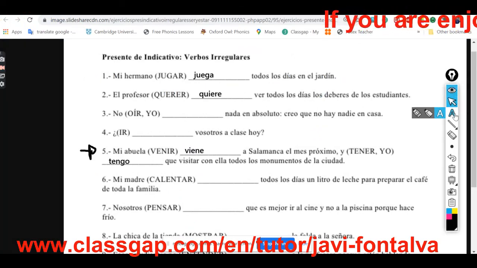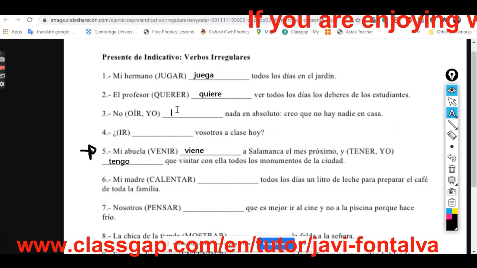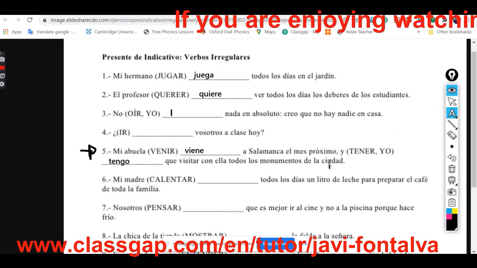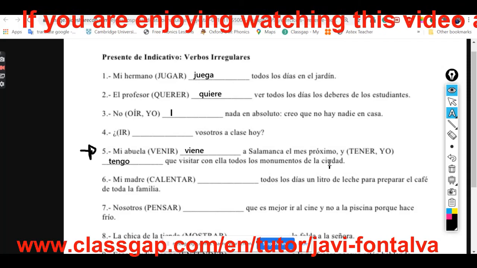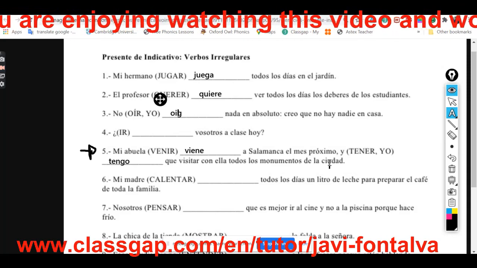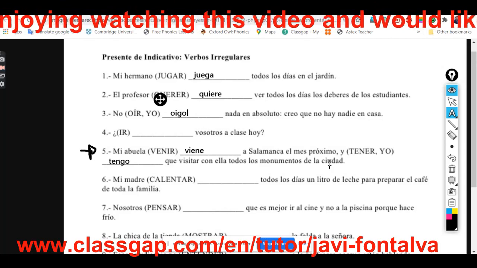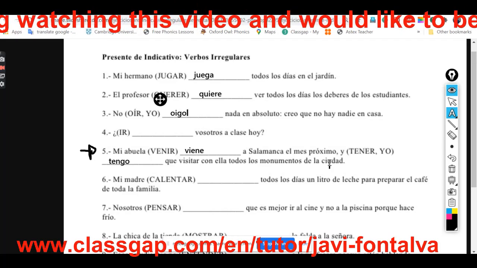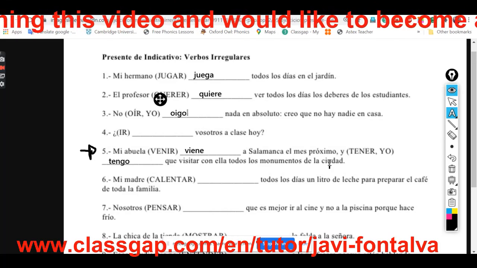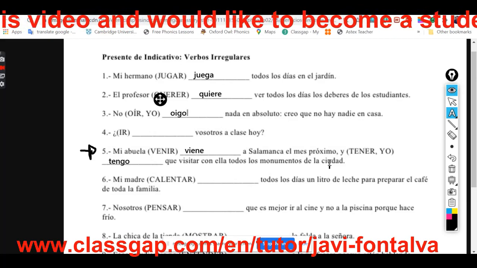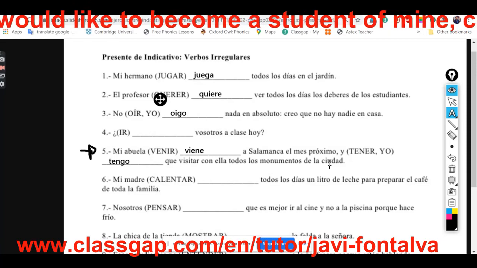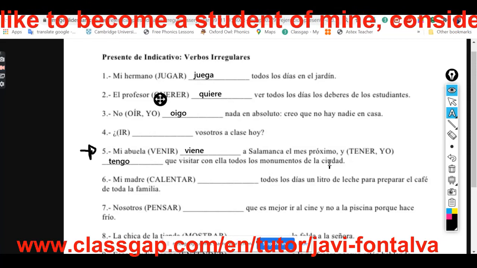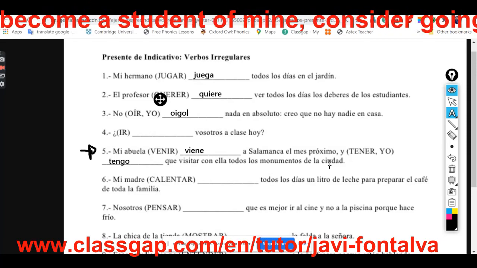So we're going to go back to number 3. Let's see if anyone knows this one. Oír is a G verb, okay? So you're going to have a G only for the I form. So you're going to say oigo, but then you say oyes, oímos, right? So: no oigo nada en absoluto. Creo que no hay nadie en casa.